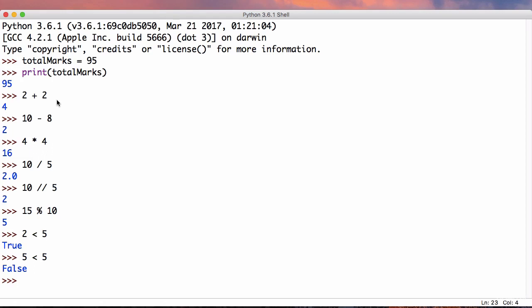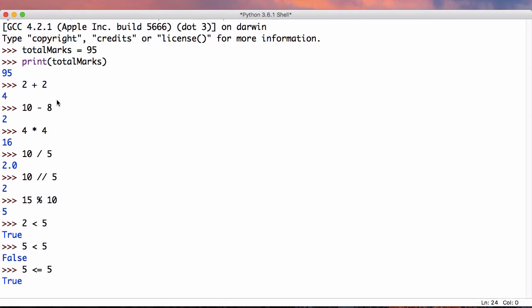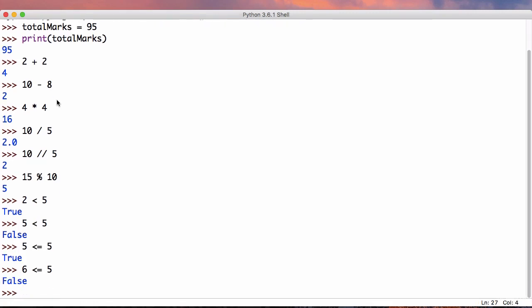So what does that do? If I say 5 less than or equal to 5, it first checks if 5 is less than 5. Now since 5 is not less than 5, it next checks if 5 is equal to 5. Now since 5 is equal to 5, it returns true. Now what if I was checking the condition 6 is less than or equal to 5? Now it first checks if 6 is less than 5. Since 6 is not less than 5, it then checks if 6 is equal to 5. And since that is not true as well, it returns the value false.